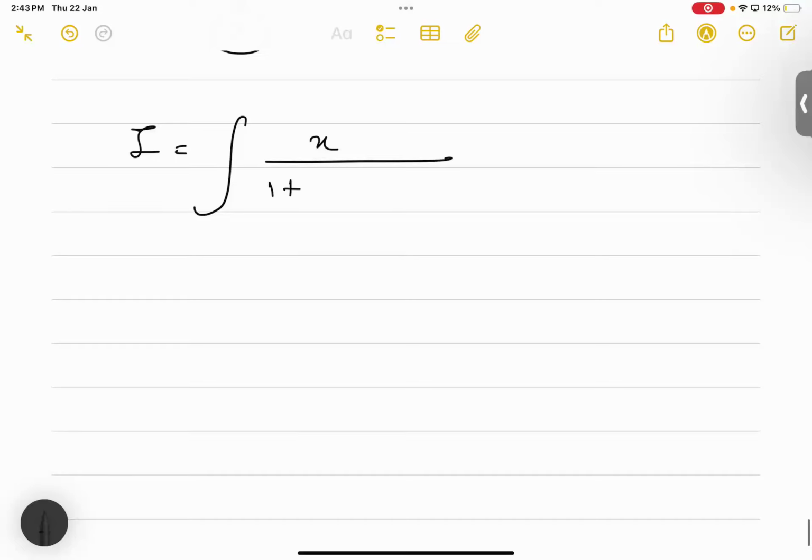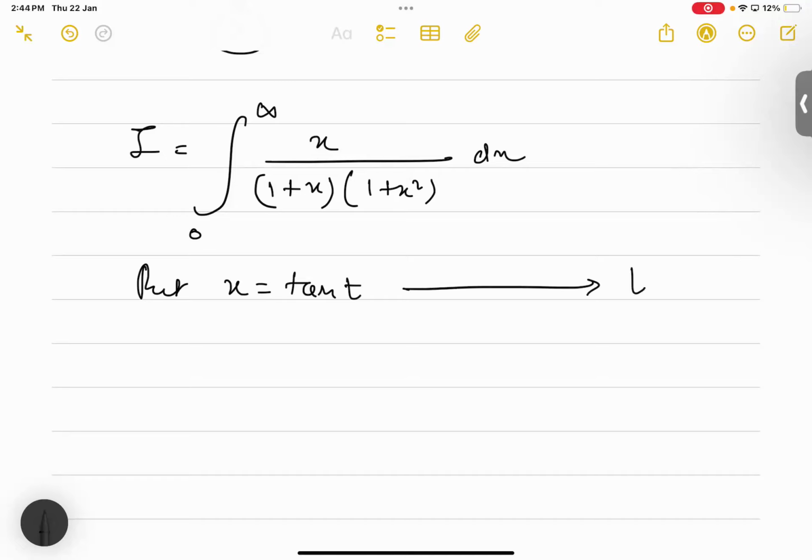x upon 1 plus x, same problem. Put x is equal to tan t. But then why not sine and cos? Why only tan? Because it is 1 plus x square, no? That's why. And this will give me what? T is equal to tan inverse x. Why am I writing t is equal to tan inverse x? To change the limits, upper limit and lower limit.